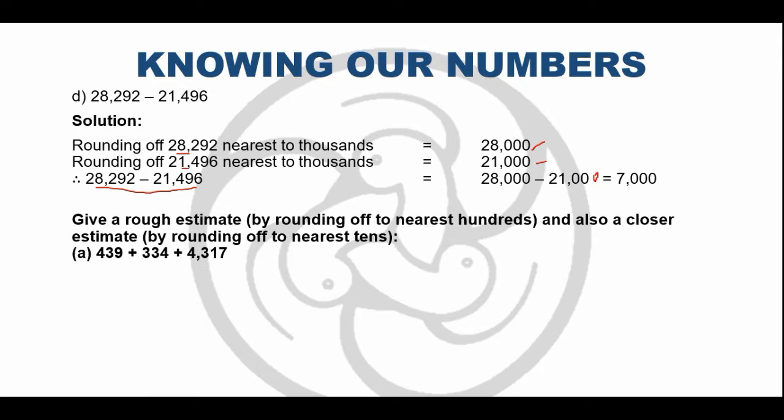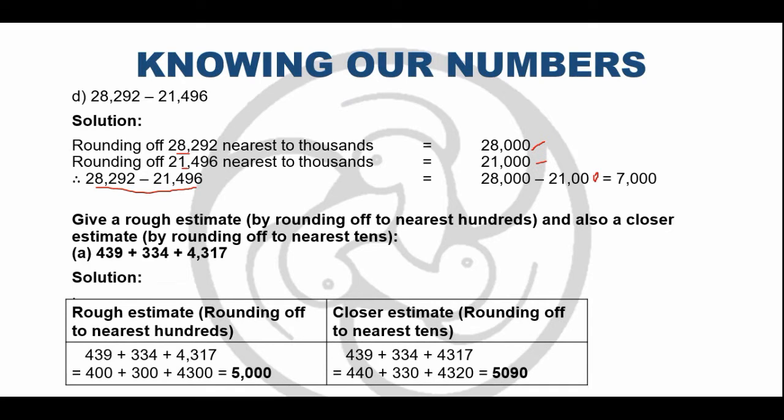Next one is: give a rough estimate by rounding off to the nearest 100 and also a closer estimate by rounding off to the nearest 10. So for a given number, you have to find the two estimates. One is a rough estimate, which means you have to round off the number to the nearest 100. The other is a closer estimate, which means you round off to the nearest 10. So first one is 439 plus 334 plus 4317. We have to find the rough estimate. Rough estimate means nearest 100.